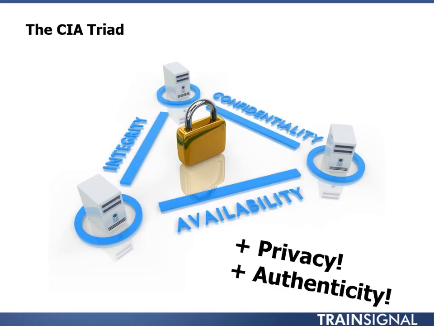Up first, the CIA Triad: confidentiality, integrity, and availability. You'll see these terms throughout these lessons and plenty on your SSCP certification exam, as well as the real world. Now, the CIA Triad is decades old, and in the last few years, we've started to throw in some other security concepts that aren't really covered by the Triad: privacy and authenticity. So I'll dedicate a few slides to those concepts as well.